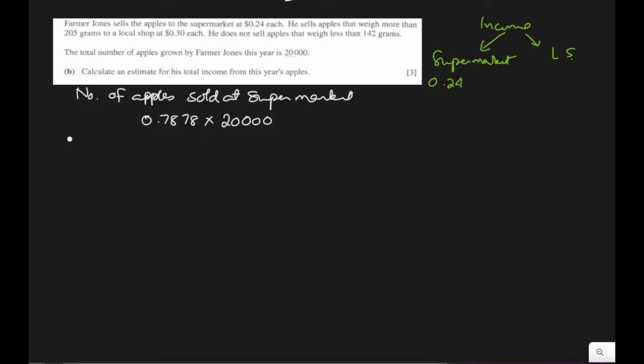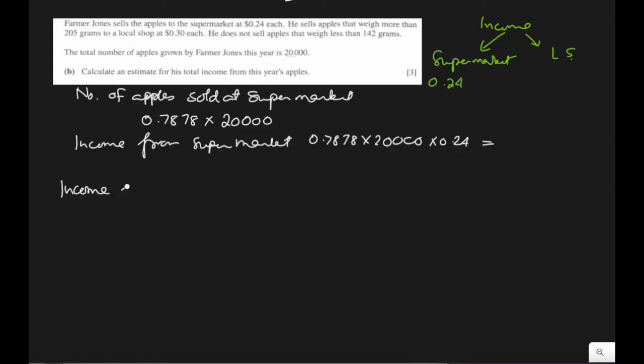Okay, whatever that is. So the income from the supermarket will be whatever number of apples are there, 0.7878 times 20,000, times 0.24. This is the income from the supermarket. So now we need to know the income from the local store.